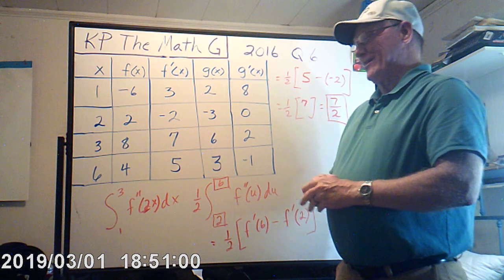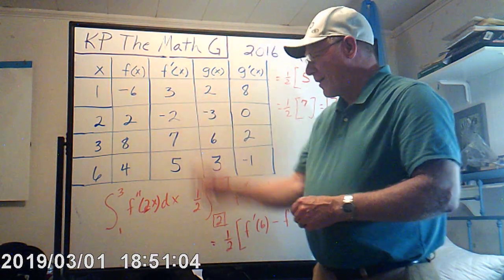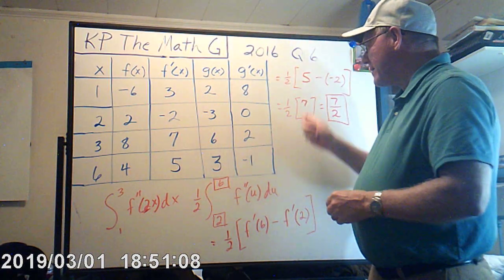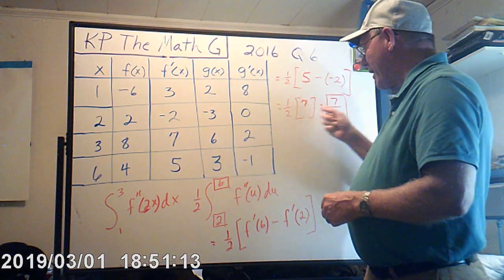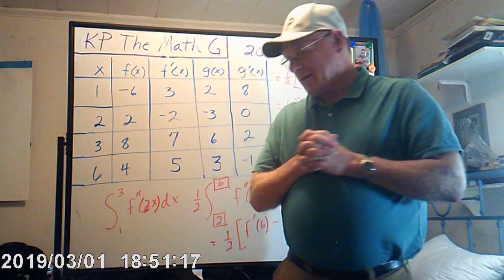Just KP the Math Guy made a little mistake there. I was looking at F instead of F prime. Okay, should have paid closer attention to that. That's 5 minus -2. That is correct. So 7 times 1/2 is 7/2. Okay, well, that's it.